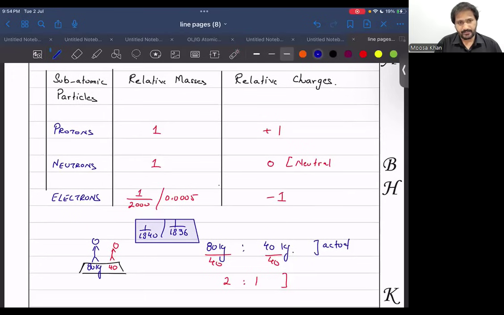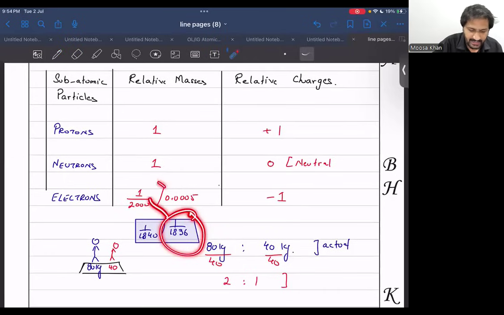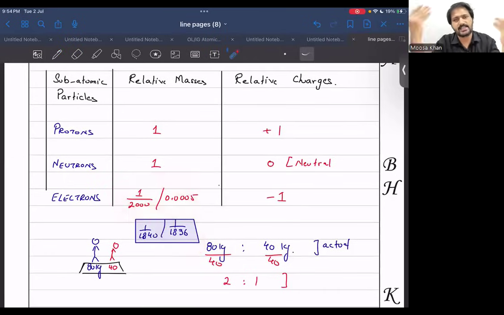But do not write negligible. Electron's mass is negligible in front of protons and neutrons, but you have to state the value of the relative mass of electrons. So 1/2000 लिखना, negligible नहीं लिखना. 0.0005. If you want to write 1/1840, that's also okay. If you want to write 1/1836, that's also okay. Actual में तो ये आता है number, but हम round off करके ये लिख देते हैं. Examiner कहता है चलो बच्चे जाने दो, marks दे दो, खैर.